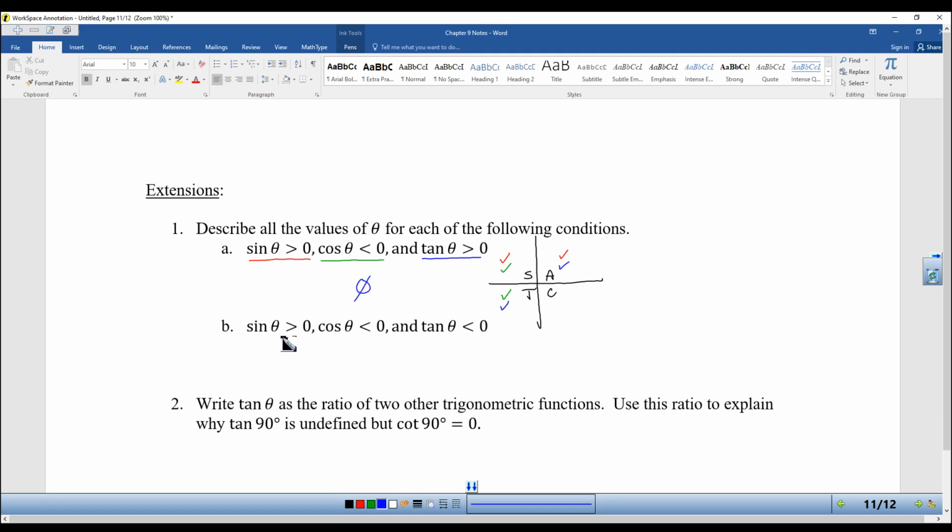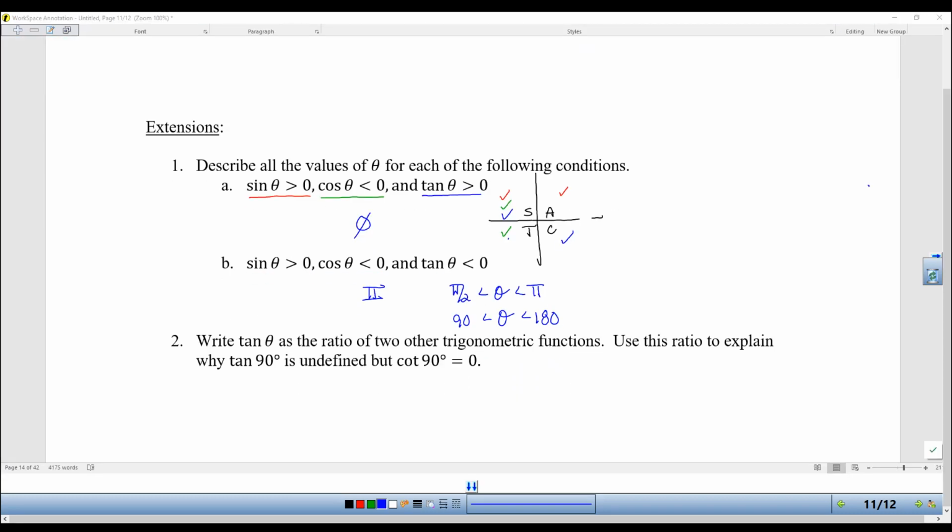But if I change it so that sine is greater than 0, cosine is less than 0, but tangent is less than 0, where is tangent less than 0? Instead of being quadrants 1 and 3, it would be 2 and 4. So in quadrant 2, sine would be greater than 0, cosine would be less than 0, and tangent would be less than 0. So pretty much from pi halves to pi, or 90 to 180.